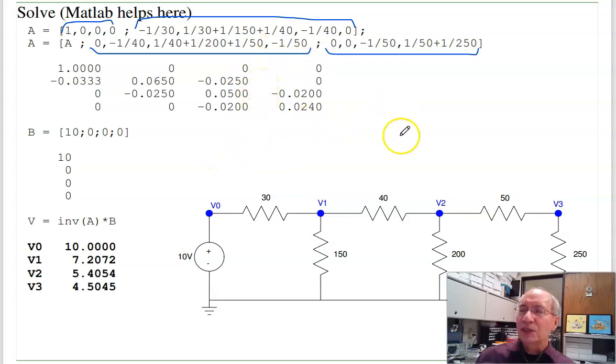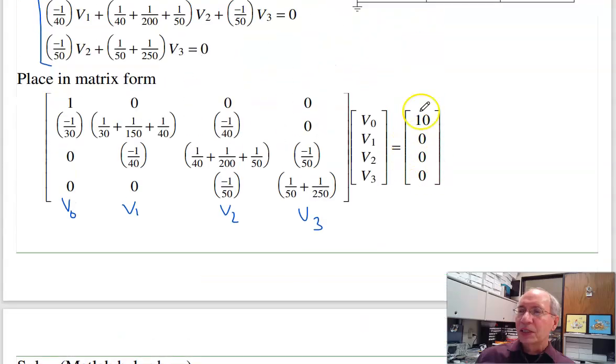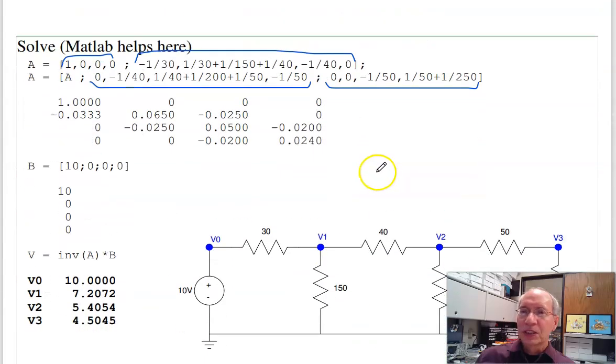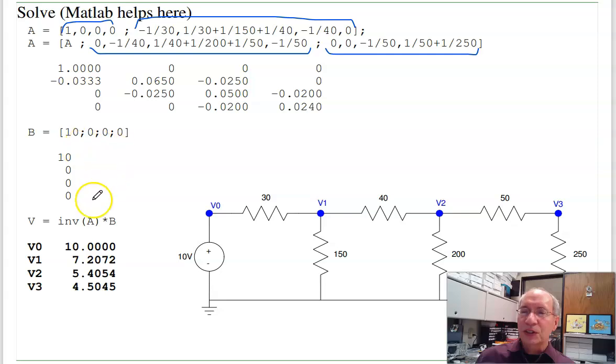The B matrix, this guy right here, is 10, 0, 0, 0, 0. Then the voltage is just the inverse of A times B. There's my voltages. Matlab will solve n equations for n unknowns really, really well.